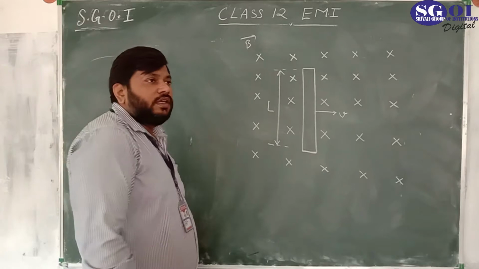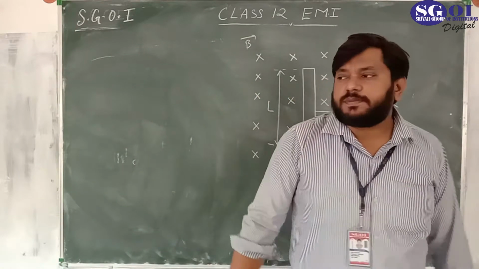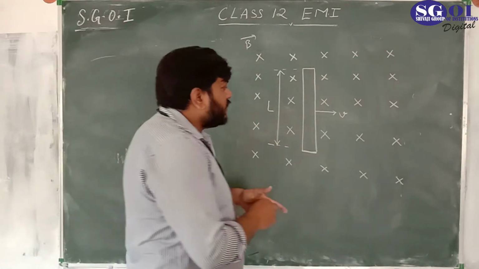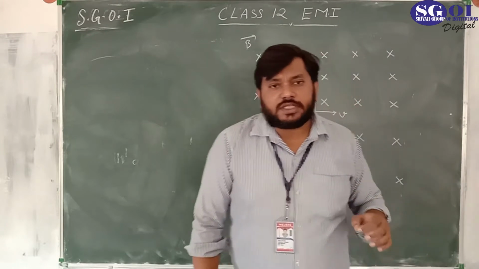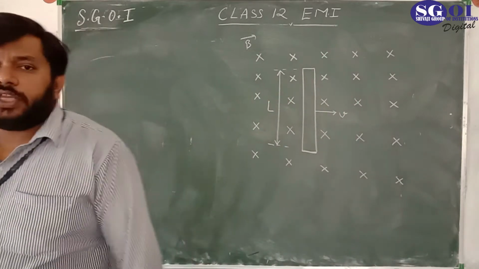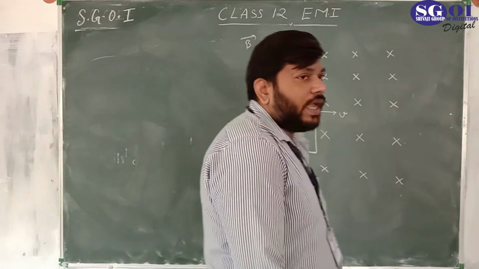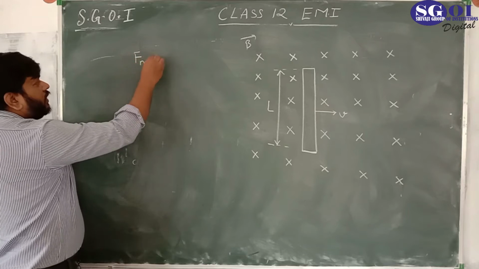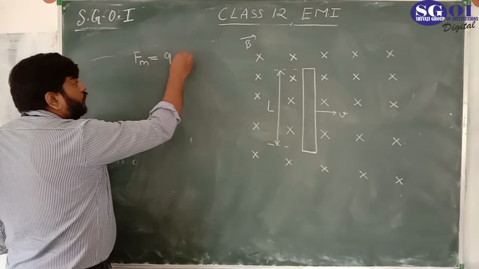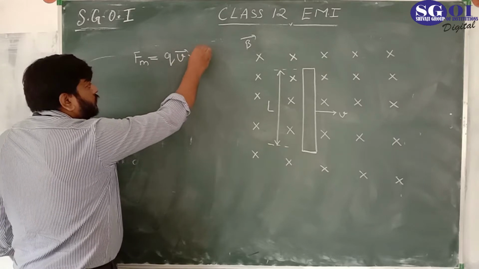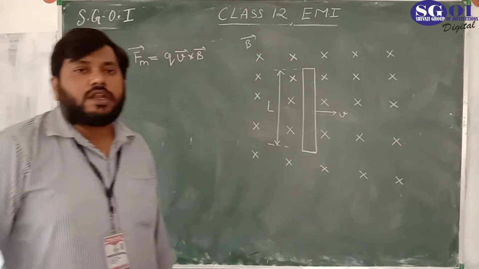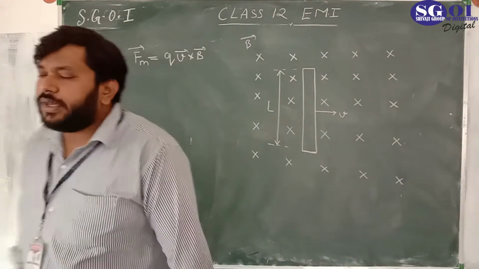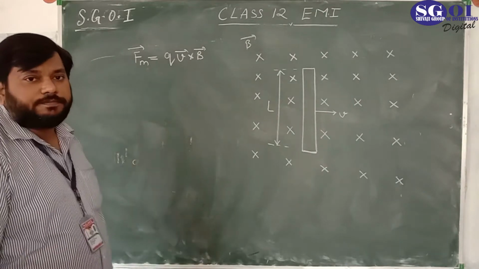And we know that if a charge, because the electron is a charged particle, moves with uniform velocity in a magnetic field, there is a force, and that magnetic force Fm is equal to q v cross B in vector form. This is q v cross B. Very important. We have already discussed this in the previous video lectures.